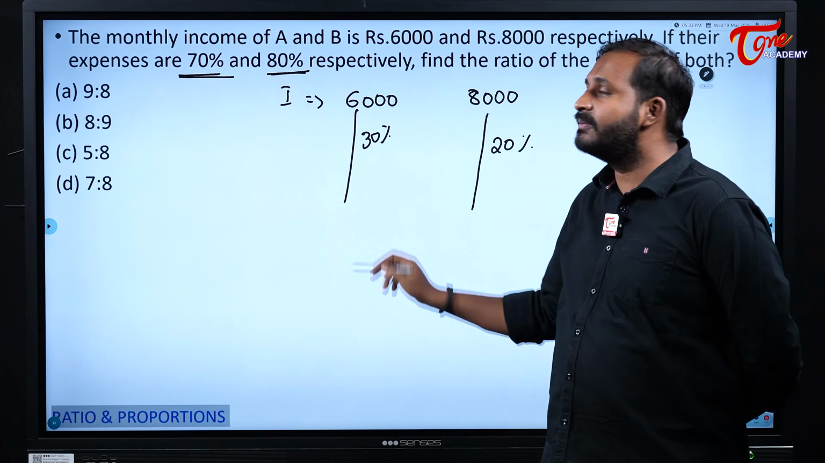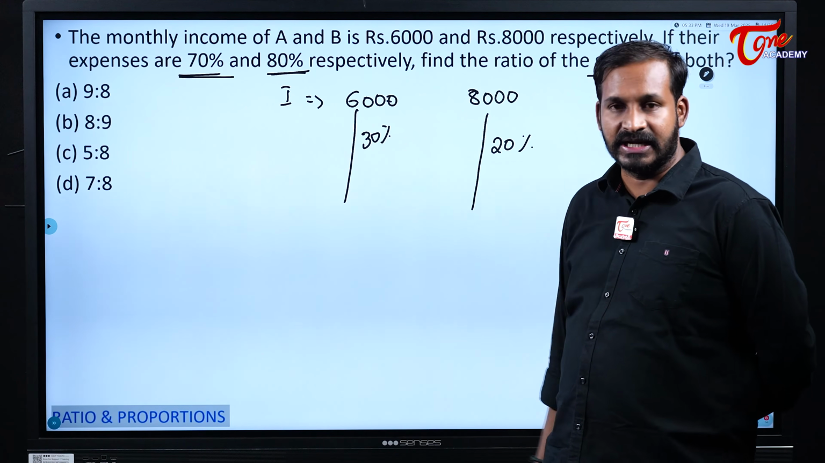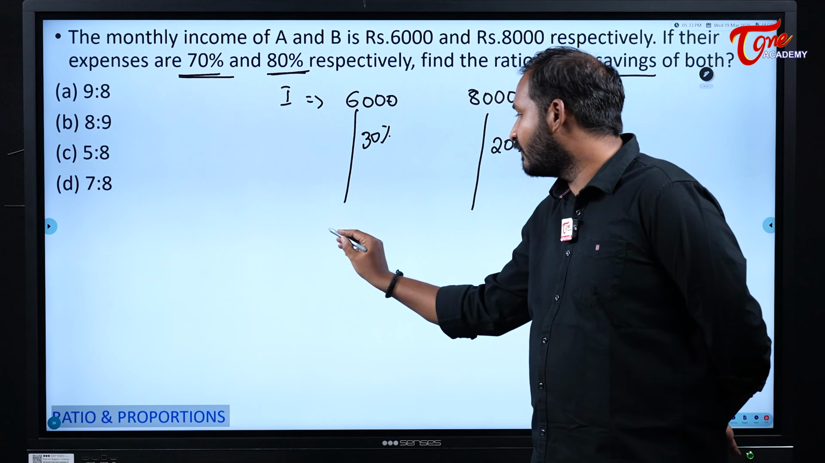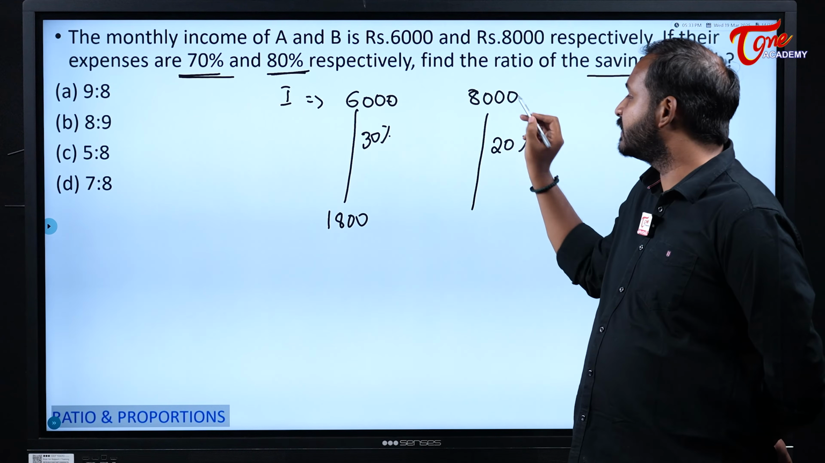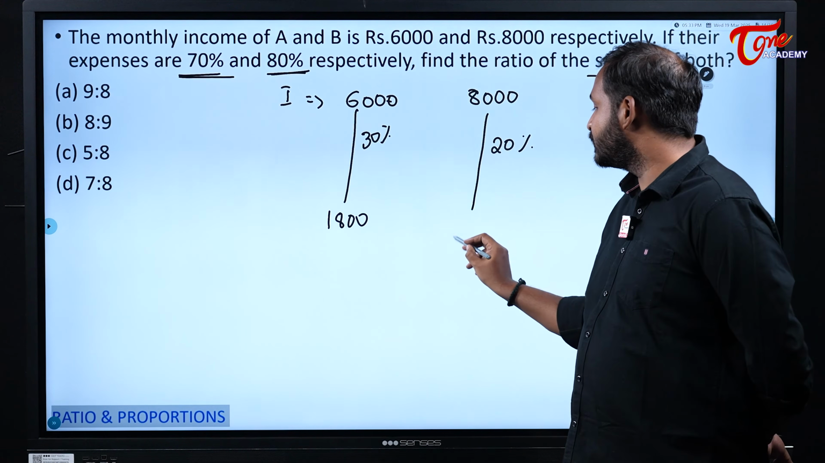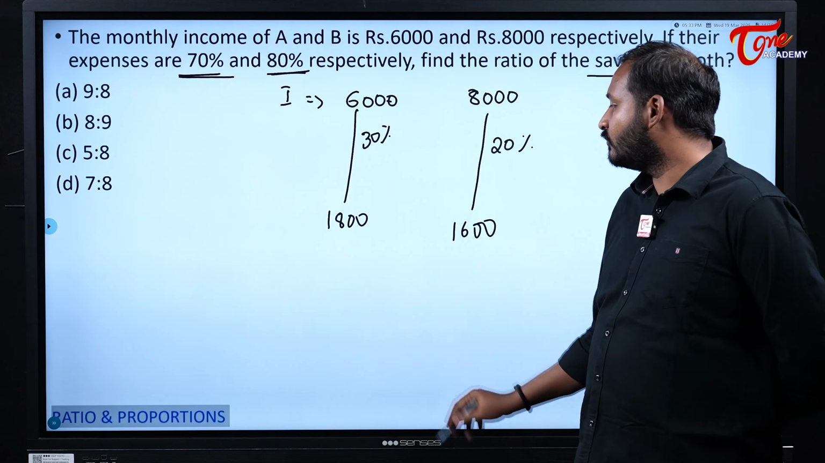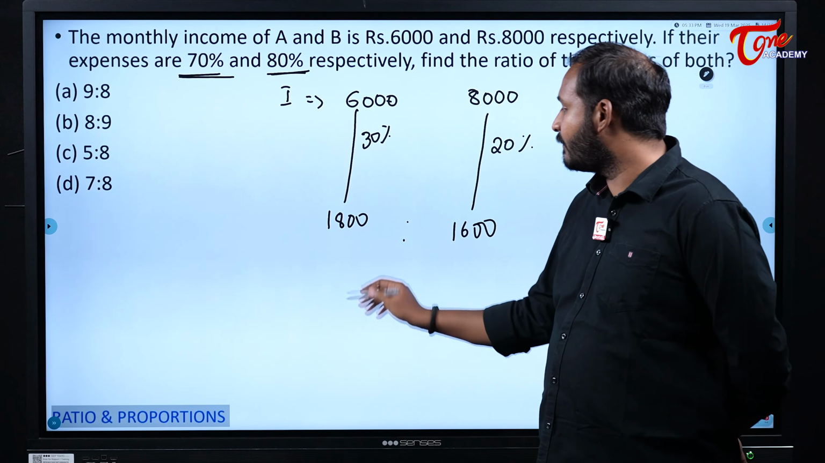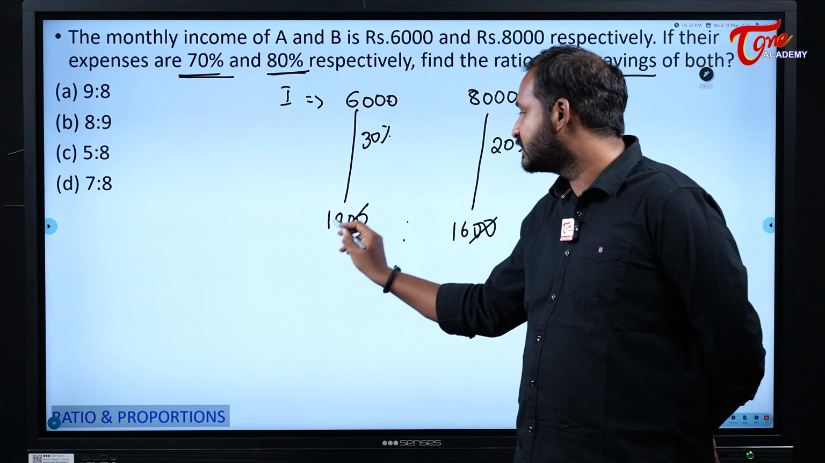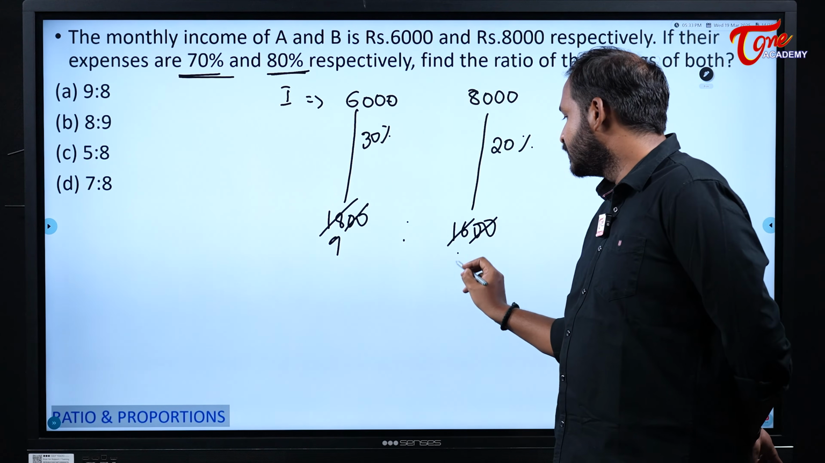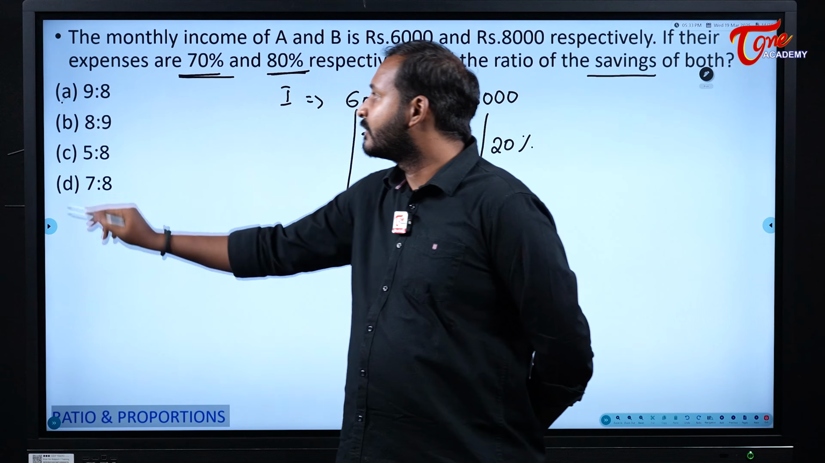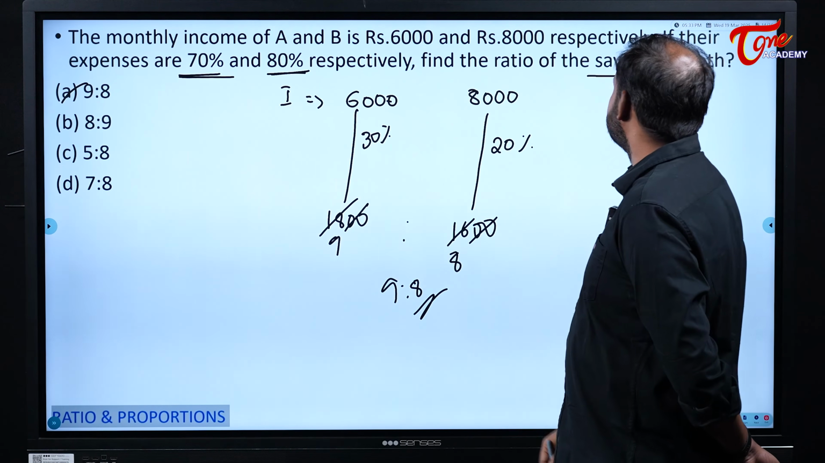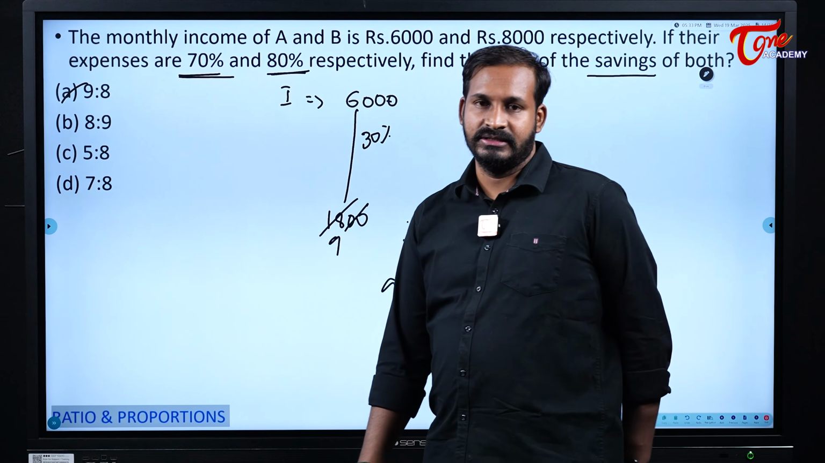So what is 30% of 6000? 10% is 600. 30% will become what? 1800. Right? Next, what is 10% here? 800. 20% means what it becomes? 1600. Now the ratio between these two things. Two zeros get cancelled. Here it is 9 and here it is 8. So the ratio between them becomes 9:8. So the ratio of their savings is 9:8.